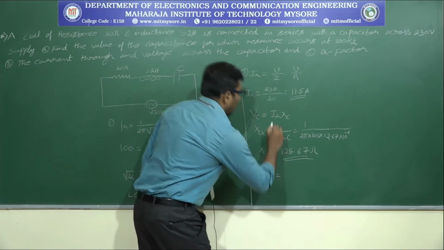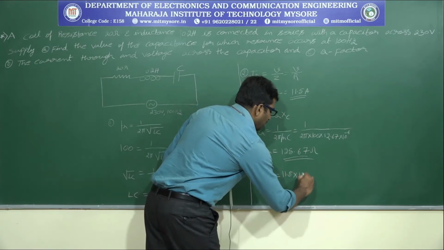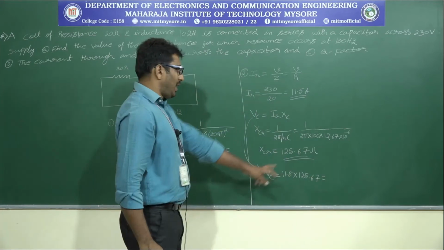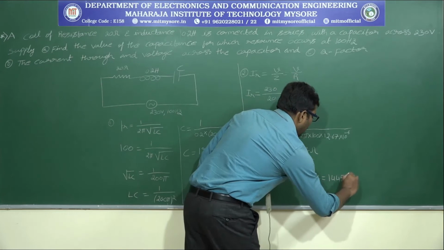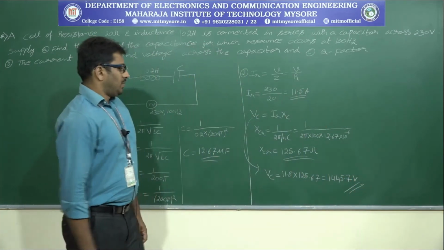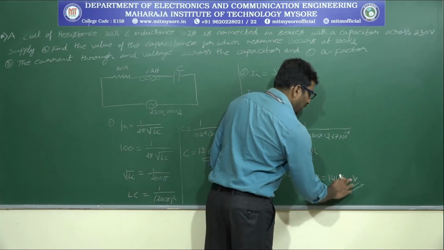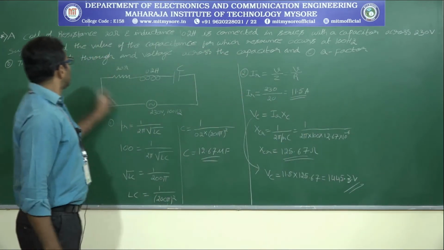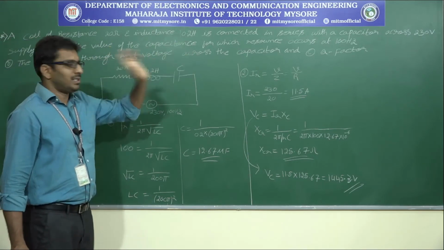Therefore, easily you can calculate VC. VC is equal to, what is IR? 11.5 into 125.67. By multiplying these two, you will get 1,445.7 volts. Sorry, 1,445.3 volts. Is that clear? So the second part of the question, the current through and voltage across the capacitor, is over.